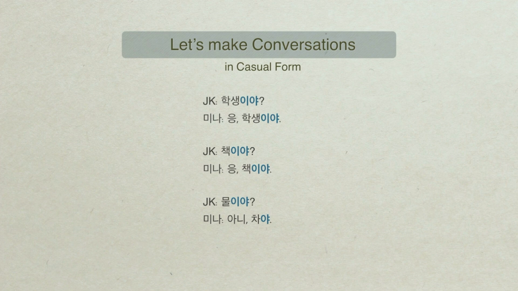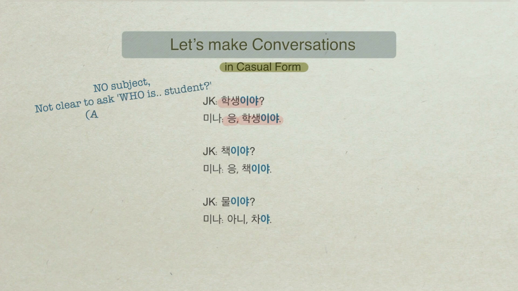Let's make a little conversation. This conversation is between JK and Mina in casual form. JK, 학생이야? Mina, 응, 학생이야. There is no subject, so it's not clear whom we are asking about. It can be, are you a student? Or it can also be, is she a student? We're going to study how to use a subject in Korean sentences next time. So today, let's focus on the ending of the sentences.